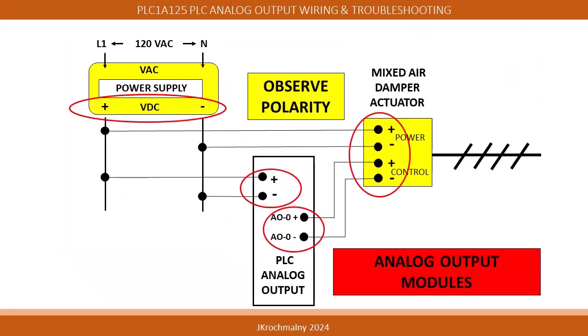Because PLC analog output devices are operating on direct current and voltage, it is very important to make sure that all wiring observes the electrical polarity of devices. If devices are wired against this polarity, they will not work as designed.